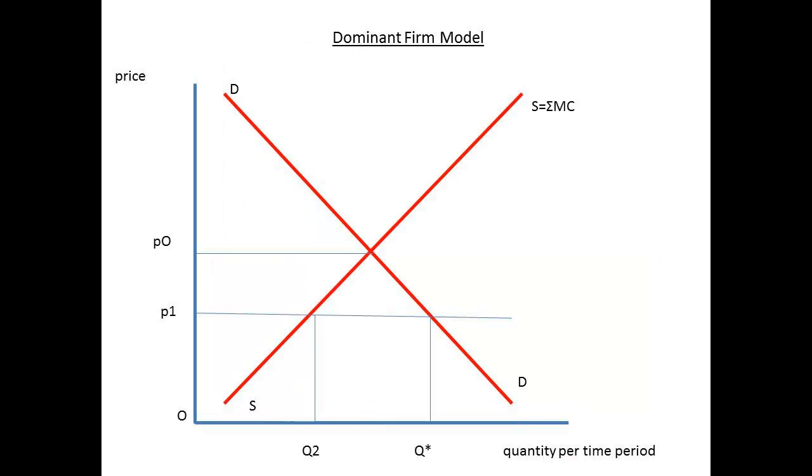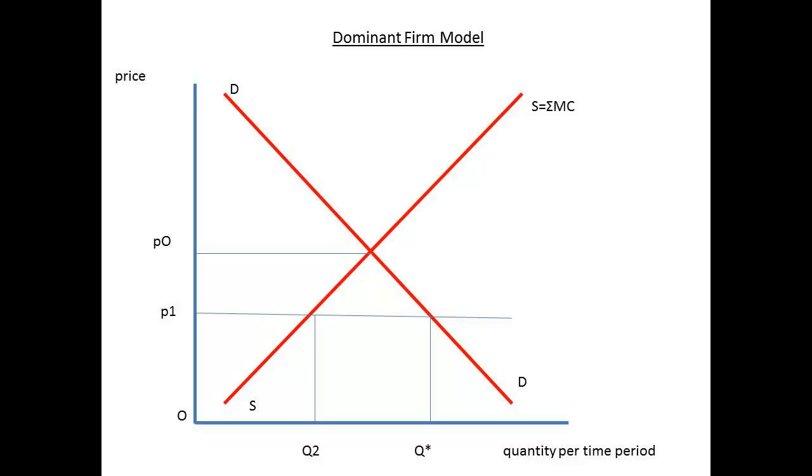A position of interest is when one firm comes to dominate a market, but there are still a number of smaller firms that continue to produce good X. In this situation, the dominant firm will set the price, and this has to be followed by the smaller firms. The smaller firms are called price takers.